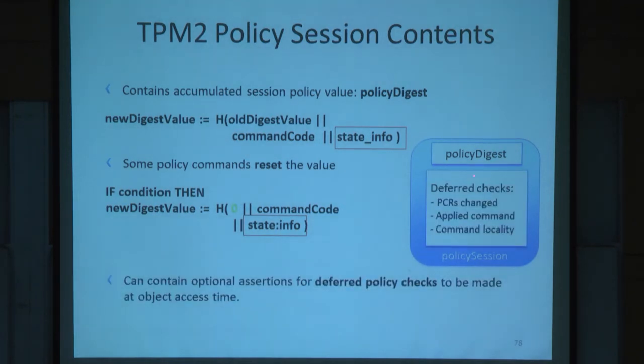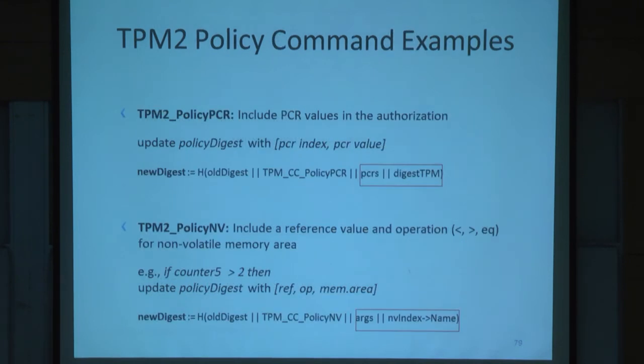And like I said, some of these can also have deferred checks. So these checks are done each time the policy digest is changed, every time you issue a command. And then when you actually want to run a command, the system would check if the policy digest is equal to the guard value, but it will also do a bunch of other deferred checks. Like if you imported a PCR value, it has to check that the PCR value didn't change while you are building the system, right? So this is to prevent against what is called time of check to time of use attacks.